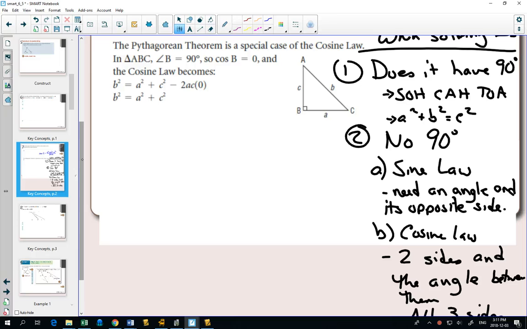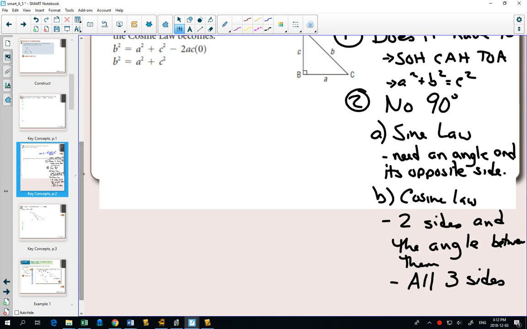You could use SOHCAHTOA and a squared plus b squared equals c squared. Grade 11, we start to look at triangles that don't have a 90-degree angle, and we can solve them using the sine law or the cosine law. We tend to use the sine law first. We use the sine law if we know an angle and its opposite side. If we don't know an angle and its opposite side, then we have one of the two situations here, either two sides and the angle between them, or all three sides.